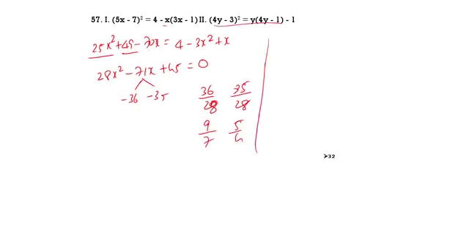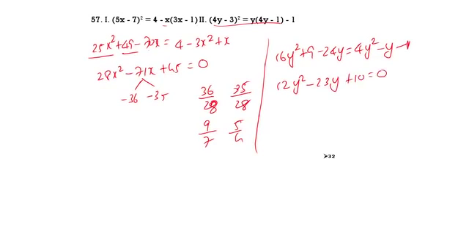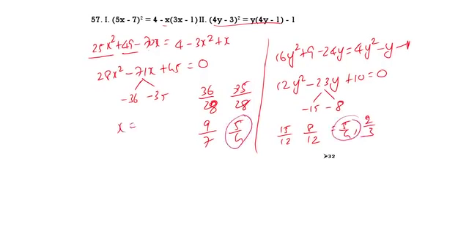4y minus 3 whole square, that is 16y square plus 9 minus 24y is equal to 4y square minus y minus 1. Then 16 minus 4, 12y square. Then it is minus 23y plus 10 is equal to 0. Minus 15 minus 8. Then it is 15 by 12, 8 by 12, that is 5 by 4 and 2 by 3. So see here the comparison. Here we are having 5 by 4, here we are having 5 by 4, x equal to y, and 9 by 7 is greater than both of these, x greater than y. So x greater than or equal to y. x greater than or equal to y is the correct answer. See the next one.